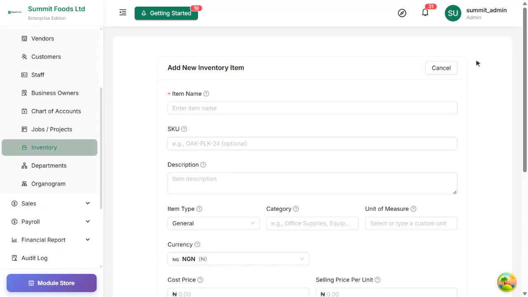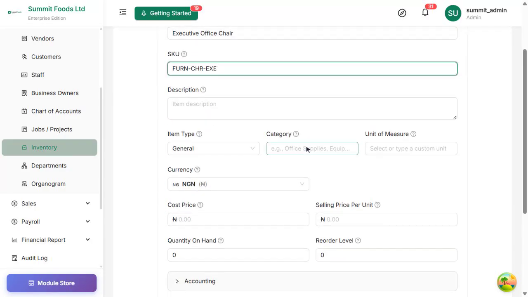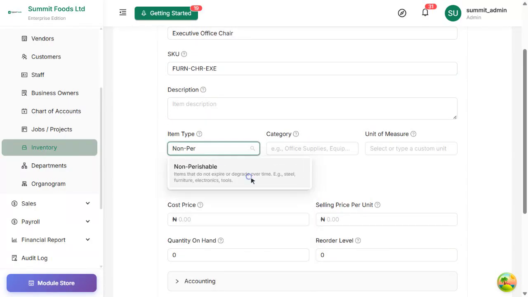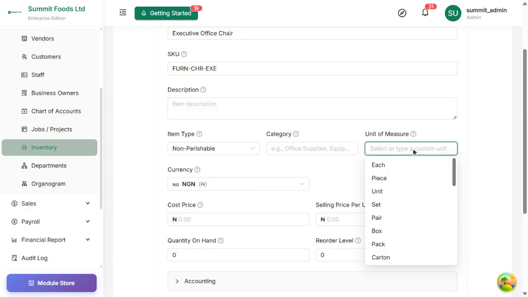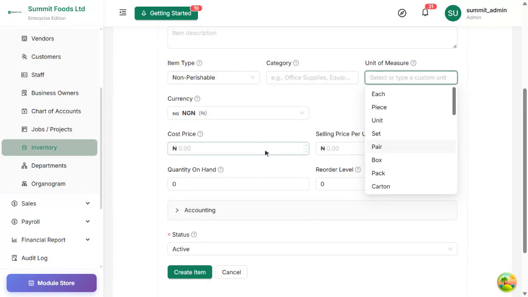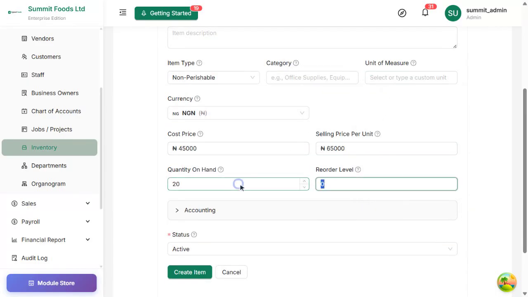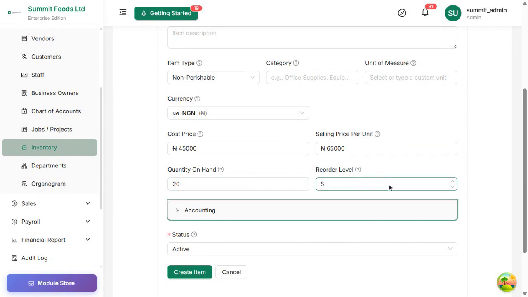We give it a name and a stock keeping code, and classify it. Then the numbers: what it cost us, what we sell it for, how many we hold, and the level at which we want a low stock alert.